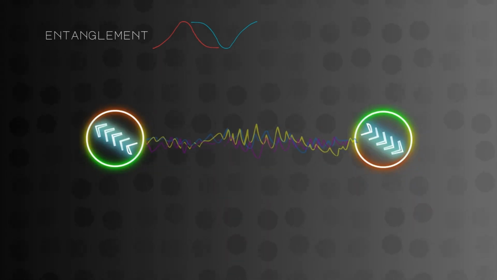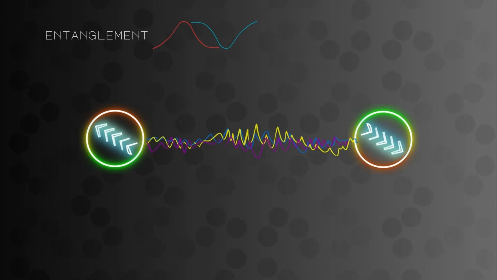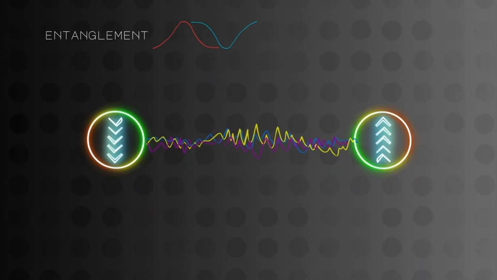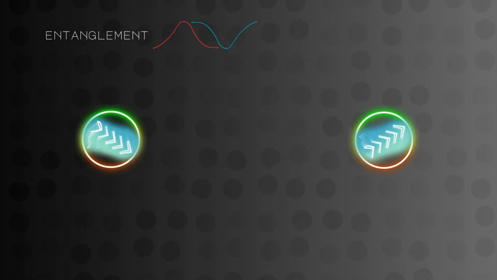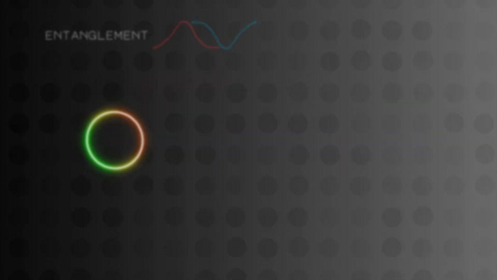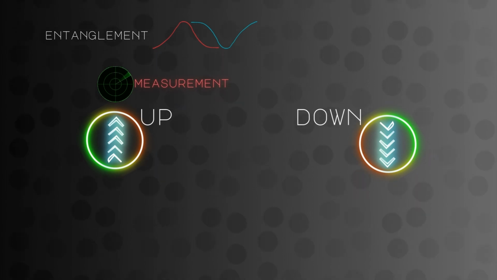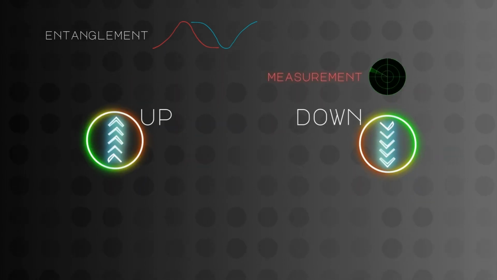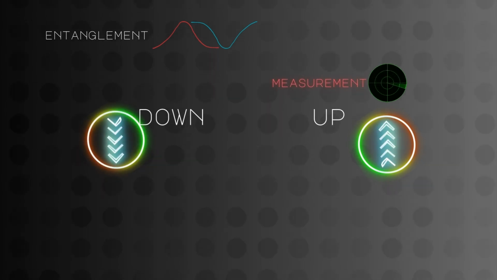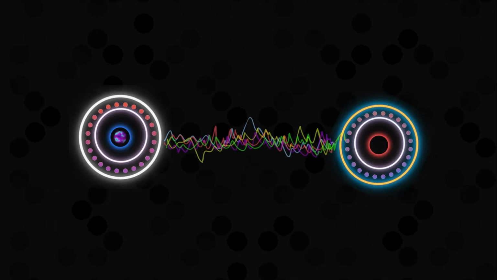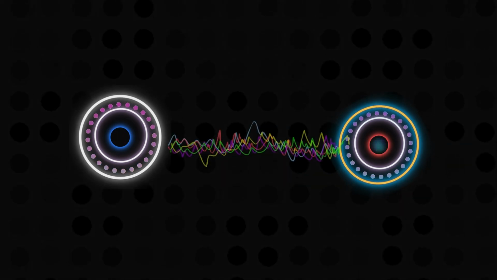When two or more qubits are entangled, the state of one qubit is inseparably linked to the state of the others, no matter how far apart they are. Here, measuring one qubit instantly determines the state of the other, a phenomenon Einstein famously referred to as spooky action at a distance. Entanglement is the cornerstone of quantum computing, enabling powerful algorithms and phenomena like quantum teleportation.